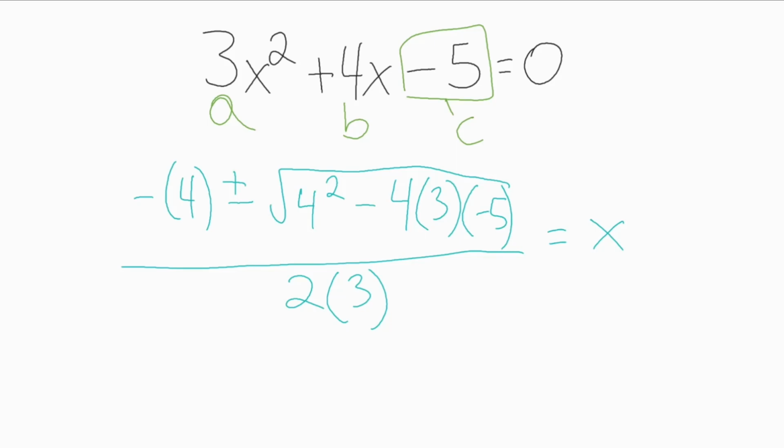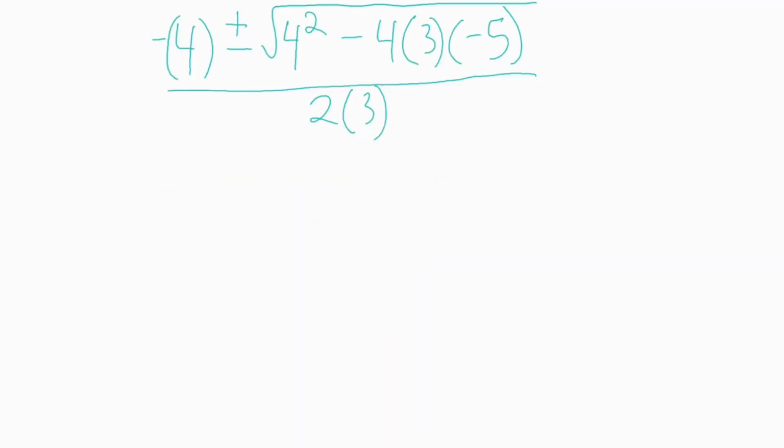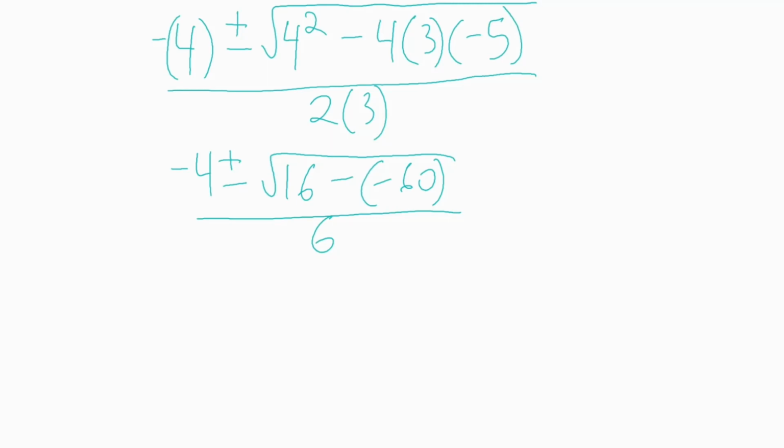Now we need to simplify. To simplify this, let's start with the inside of our radical. So we have our negative 4 plus or minus the square root. This will be 16 minus negative 60, over 6. Let's keep on simplifying. That will give us negative 4 plus or minus the square root of positive 76, all over 6. Now this is where we need to stop and see, can we simplify that square root of 76?